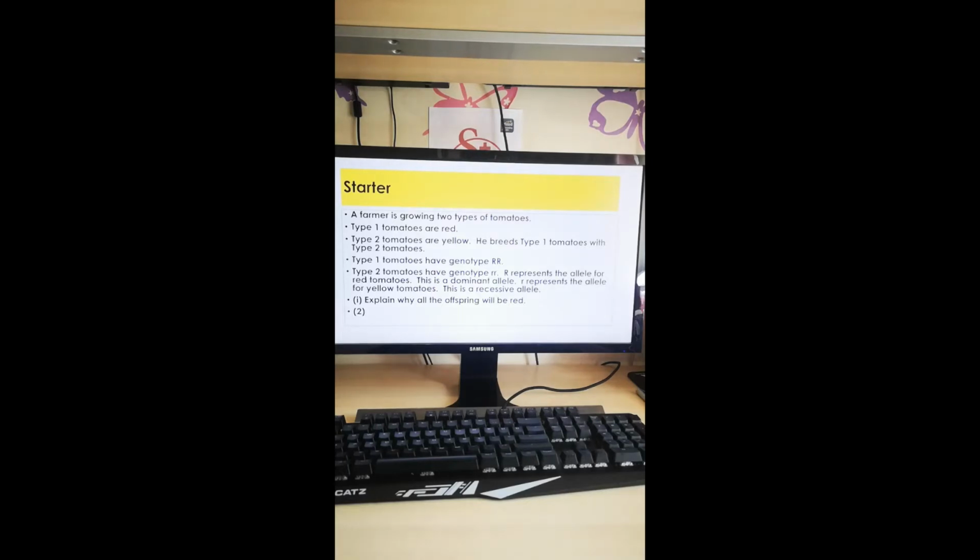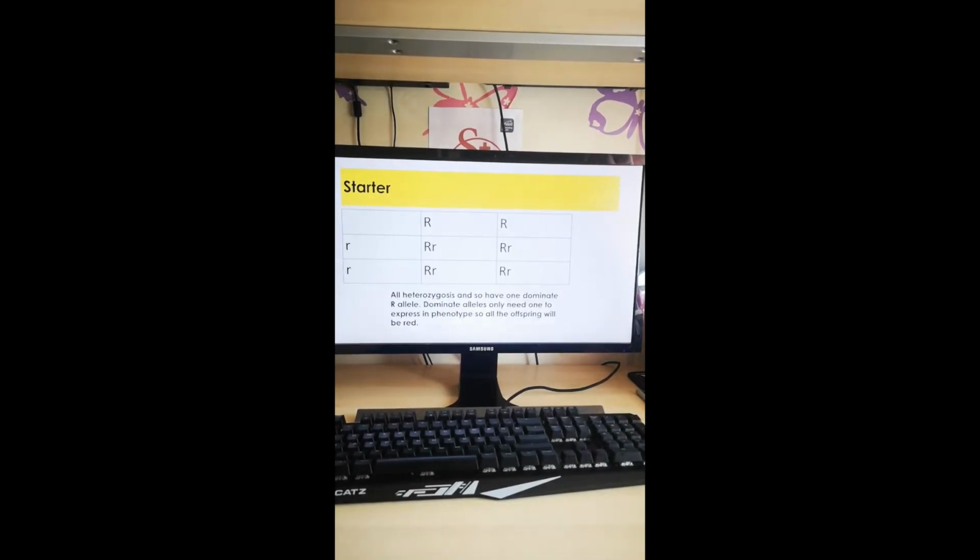So in this question, you've got a type 1 tomato, which you'll remember being described as homozygous dominant because it has 2 dominant alleles, and a type 2 tomato, which is homozygous recessive. You're being asked why, if those 2 tomatoes were bred together, all the offspring would have the characteristic of being red. So we're looking for you to remember how to do your Punnett square, your genetic cross.